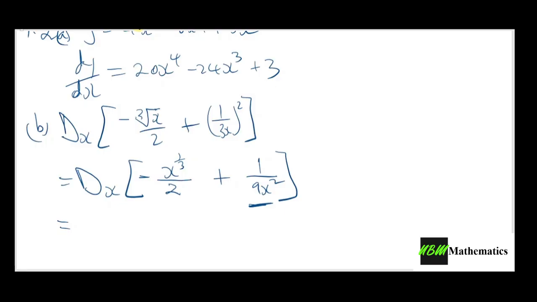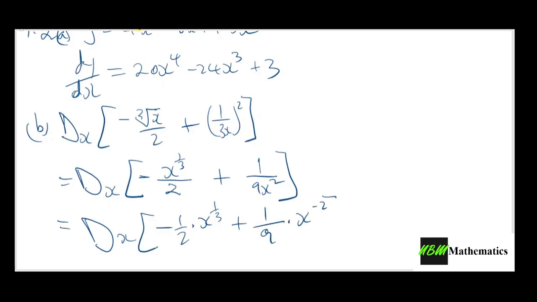Therefore, we need that x squared term to be in the numerator. Therefore, we are going to multiply 1 over 9x squared by x to power minus 2 divided by x to power minus 2. Then we will have d/dx. The first term we simplify as minus 1 over 2 multiplied by x to power 1 over 3, plus 1 over 9x squared multiplied by x to power minus 2 divided by x to power minus 2, which will be 1 over 9 multiplied by x to power minus 2.